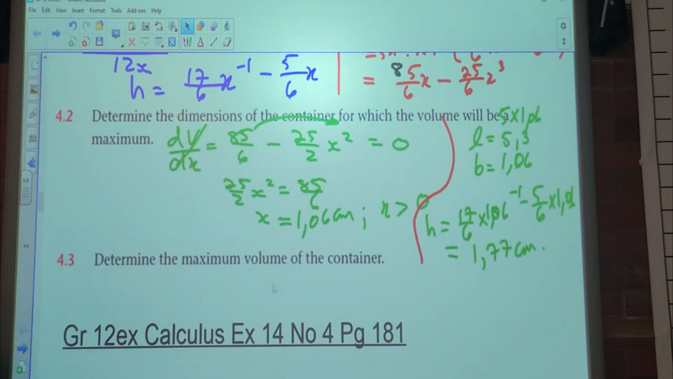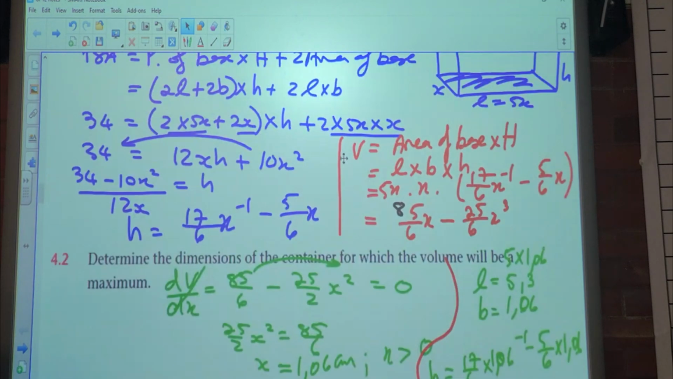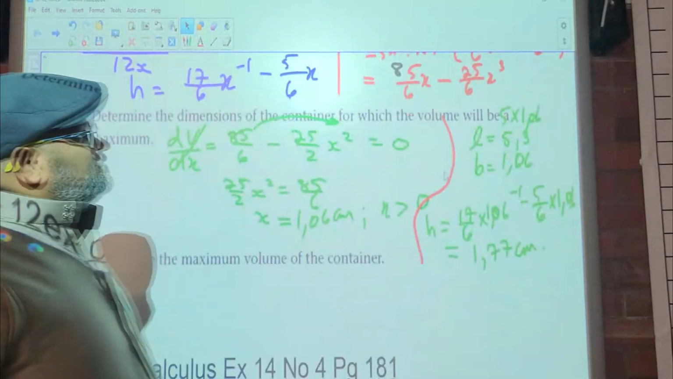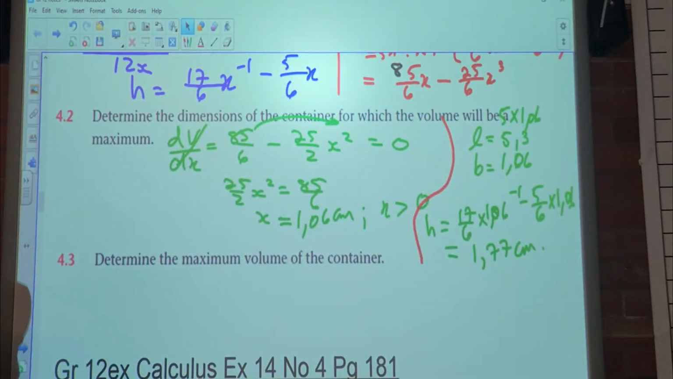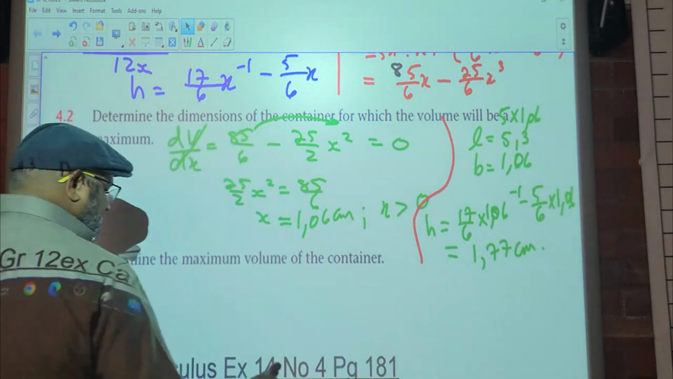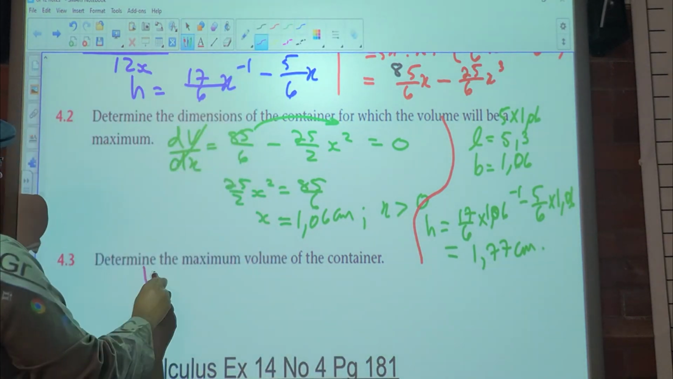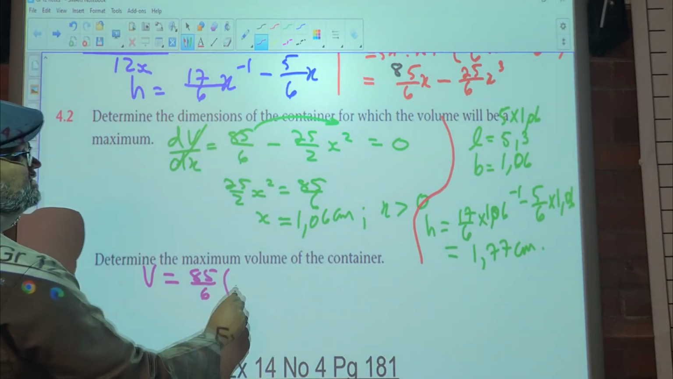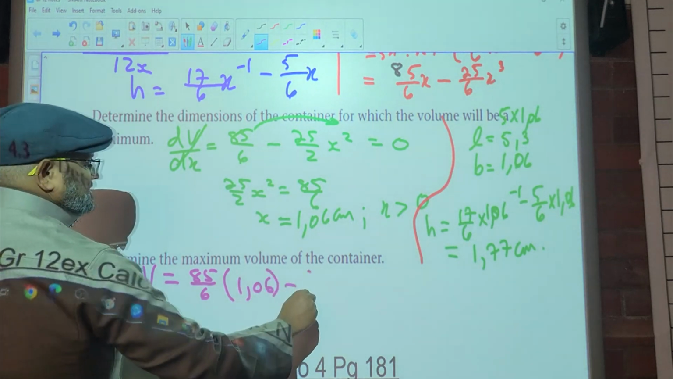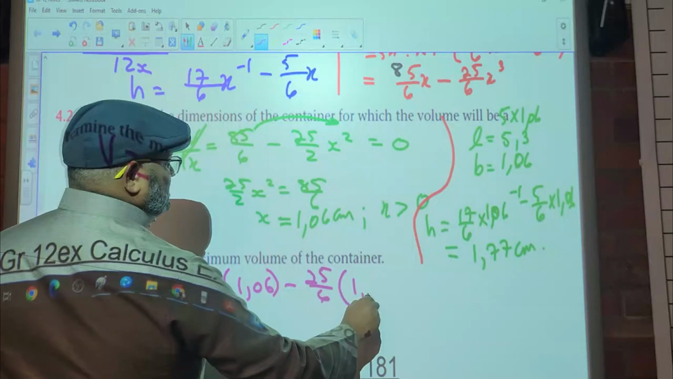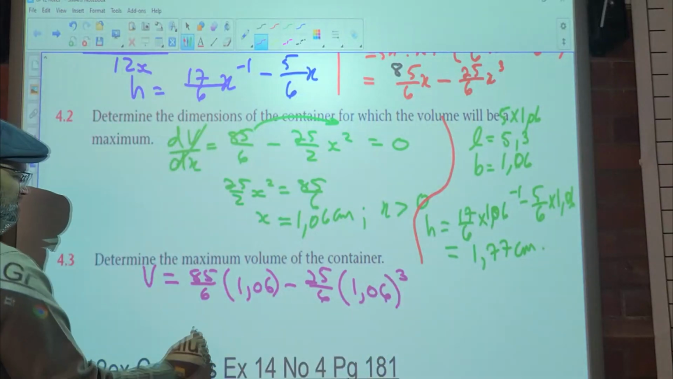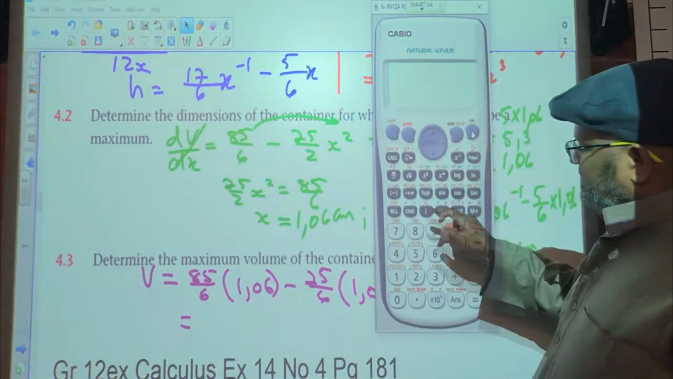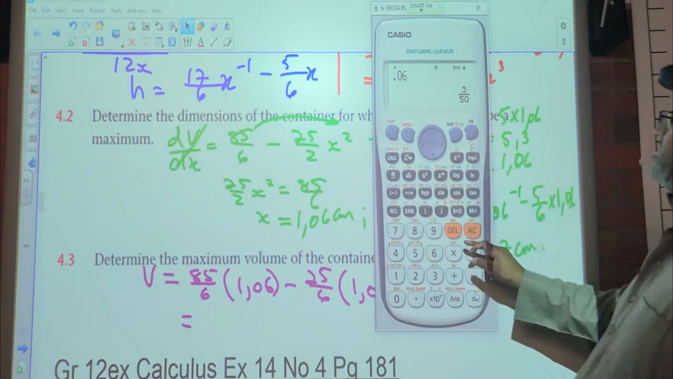The question says determine the maximum volume of the container. The maximum volume will occur at the value for x for which the maximum occurs. So wherever we see an x, we put 1,06. So the volume is equal to 85 over 6 times 1,06 minus 25 over 6 times 1,06 cubed.